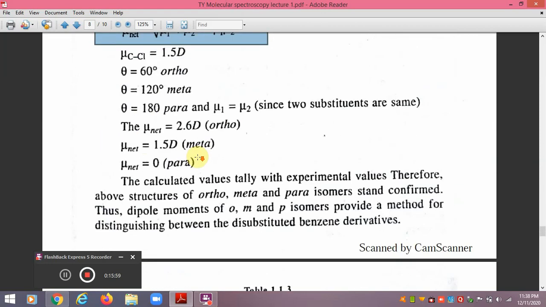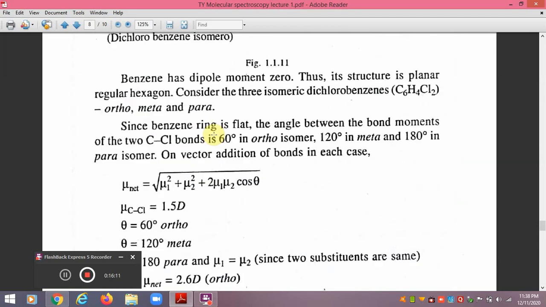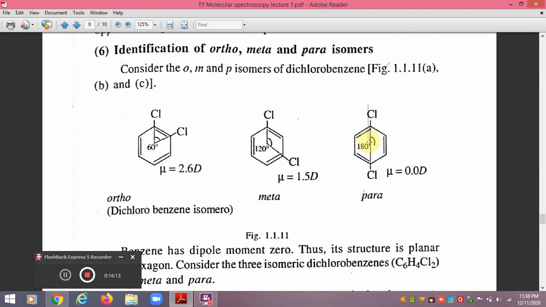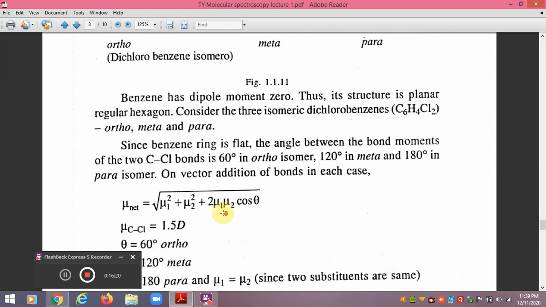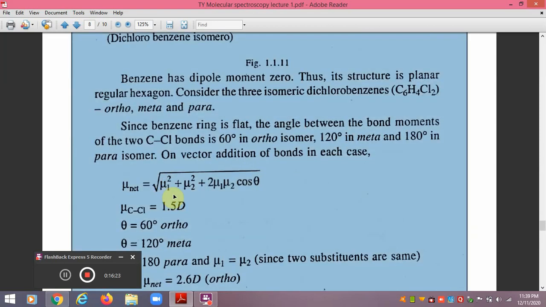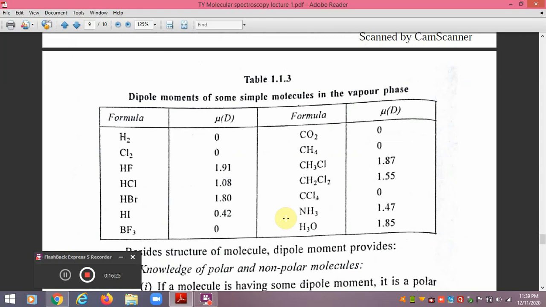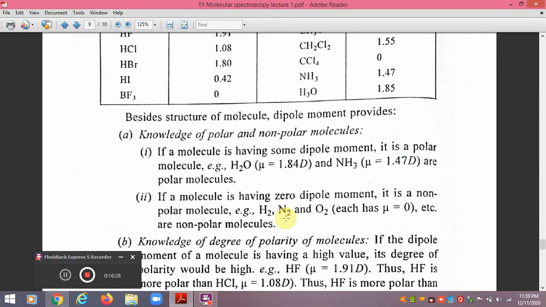So if we get 2.6 Debye, it indicates that the molecule is the ortho isomer. If you are getting 1.5 Debye, it indicates the meta isomer, and if you are getting 0 dipole moment, it indicates the para isomer. Because in the para isomer, the bond moment of this bond is cancelled by the bond moment of this one, and cos 180 is again 0. This term will be 0, and the two bond moments are in opposite directions.